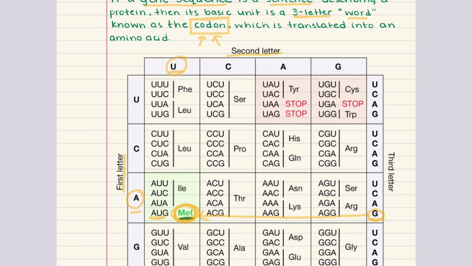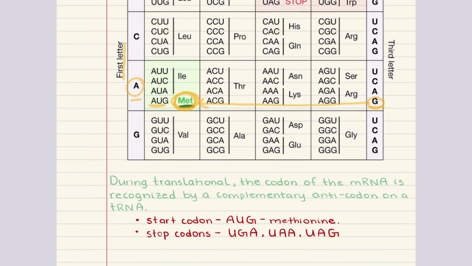Now let's connect this to translation. During translation, each codon in the messenger RNA is going to be matched to a complementary sequence on a transfer RNA molecule. That complementary 3-base sequence is called the anticodon. So for example, if the codon on mRNA is AUG, then the anticodon on the tRNA is going to be UAC. And that tRNA carries the correct amino acid and delivers it to the ribosome.